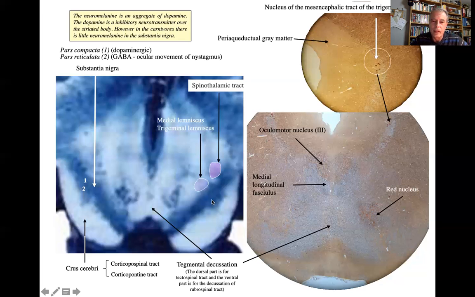Okay, and on top of the substantia nigra, we find the spinothalamic tract. This comes from the spinal segments and reaches the thalamus for nociception. And medially to it, the medial lemniscus and the trigeminal lemniscus. Right here, they also send information to the thalamus. We'll see these tracts later on applied functionally. Okay.